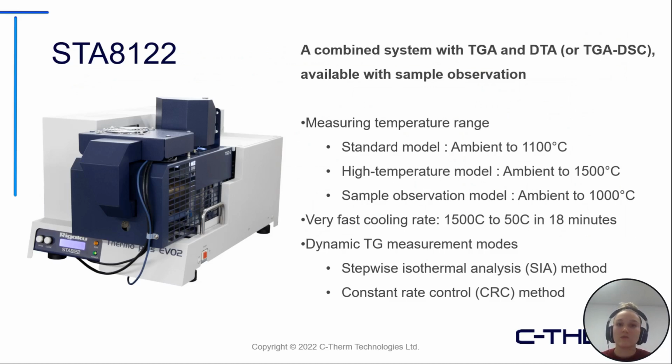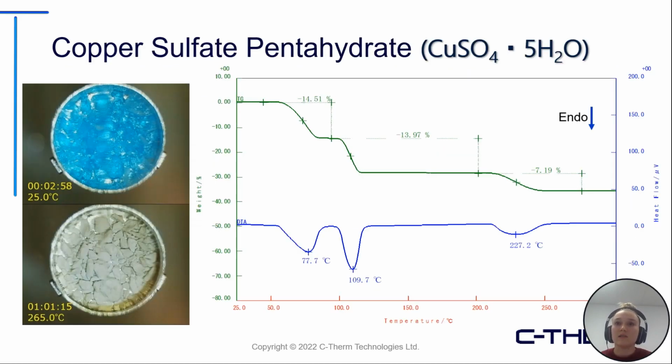So we'll get into the applications here for the STA. We're going to start with a quick application on copper sulfate pentahydrate. As you can see on the left there, we have the initial image, the blue, and then when it's done the ramp and we take it out of the system, it looks like it's gray. It's lost all its color.